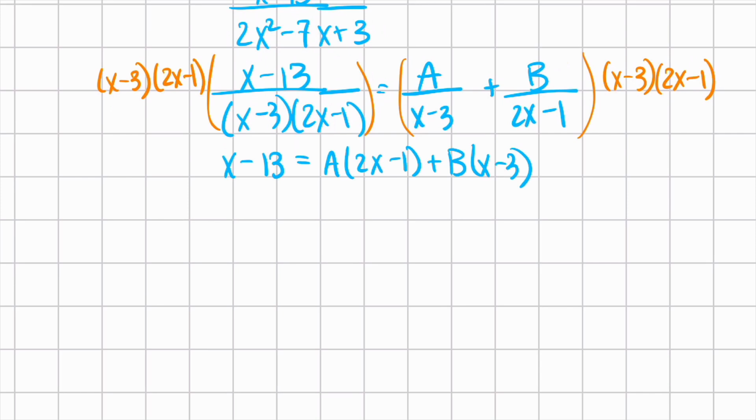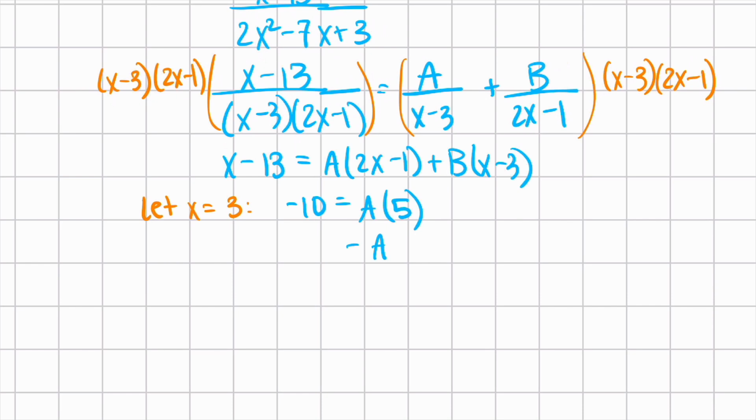From here, I'm going to strategically choose values of x that will give me A and B. So first, I'm going to let x equal 3. That's going to help me isolate A. On the left side of the equal sign, 3 minus 13 is negative 10. On the right side, I'm going to have A times 6 minus 1, which is 5, and my B term cancels. So I get A equals negative 2.